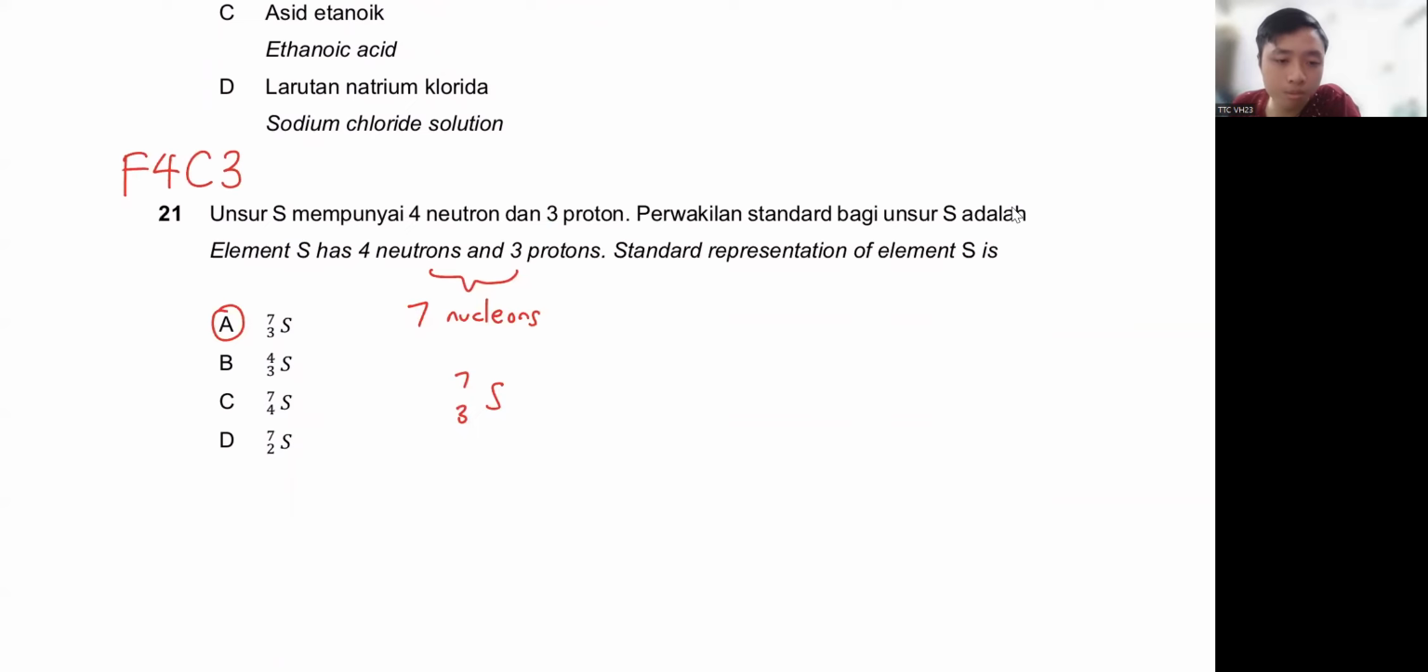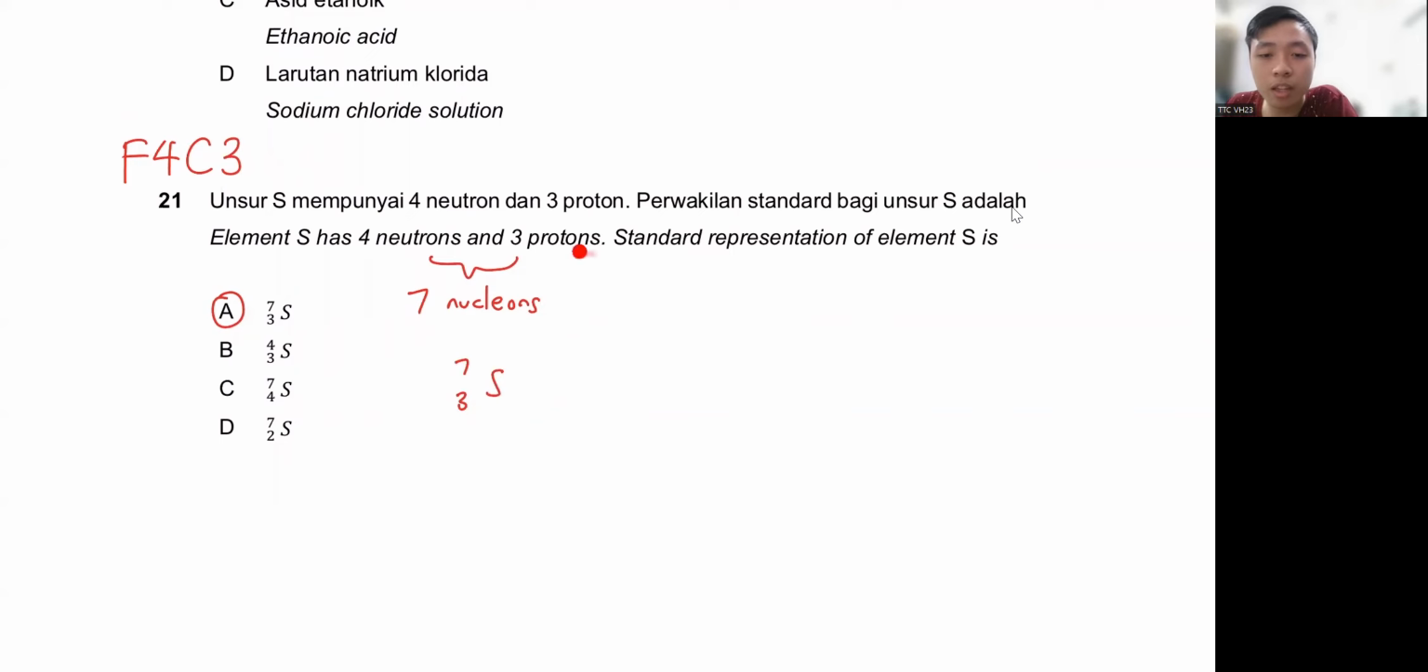Question 21 is Form 4 chapter 3, answer A. This one is your standard representation. Sometimes it may be subjective, and they ask you to draw. You just need to know that on top is the nucleon number, and on the bottom is the proton number. And how do you get the nucleon number? Nucleon number is equal to the number of neutrons plus the number of protons.